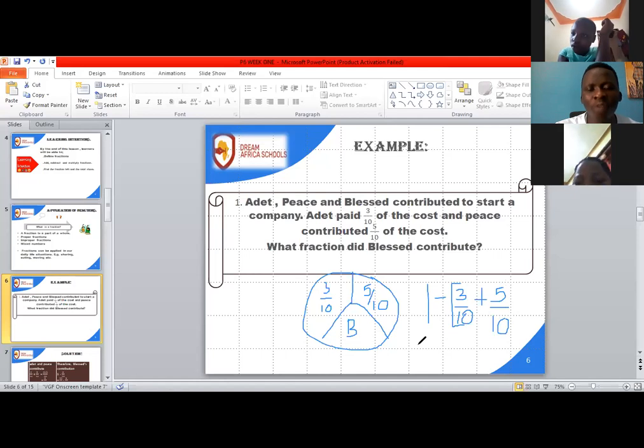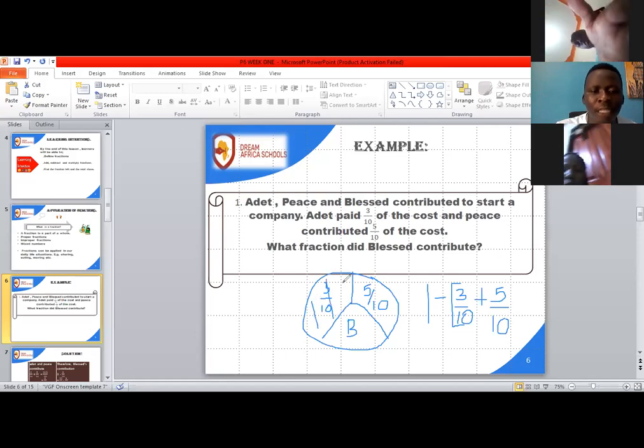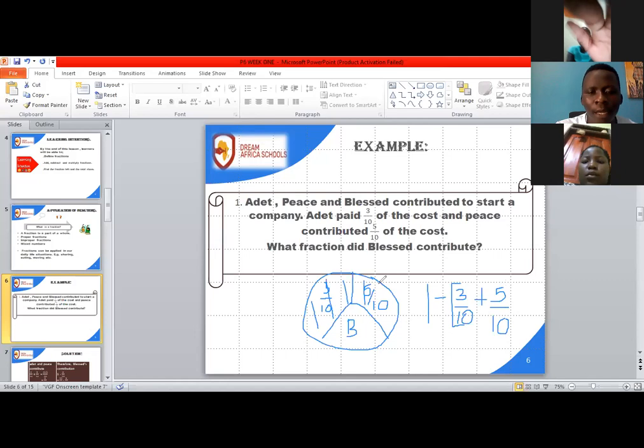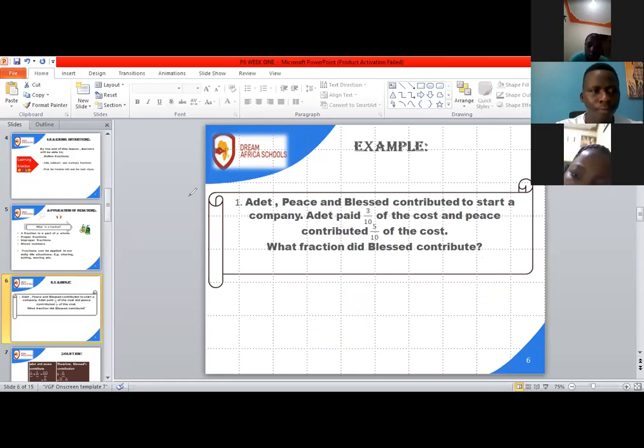Because if we are to get the contribution made by Blessed, we shall get the whole minus Adet's contribution, the parts that I am crossing here, minus their contribution there. We realize that if we get the whole minus Adet and Peace's contribution, the remainder will be the contribution for Blessed. Let's look through the working. If we are to get through the working there, you'd see something like that.